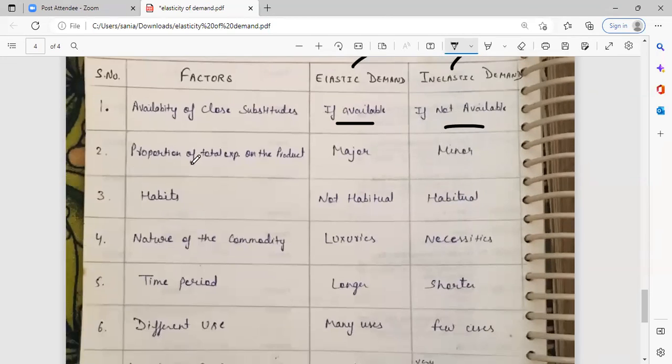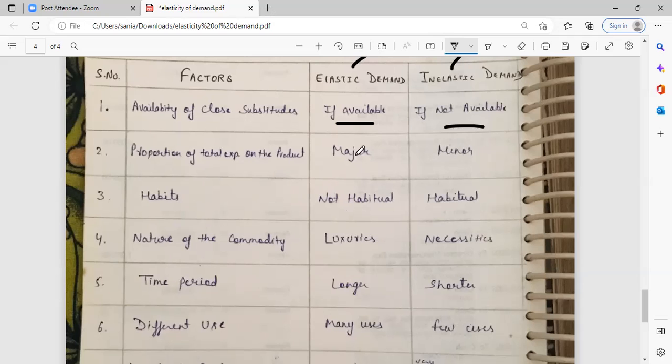Okay. Now, proportion of total expenditure on the product. For example, your income is 100 rupees, and out of 100 rupees, you are spending 80 rupees on this. So, of course, you will change your demand, right? Because 80 is a good amount. But if it is minor, like 1 or 2 rupees, for 1 or 2 rupees, we don't change any demand, right?